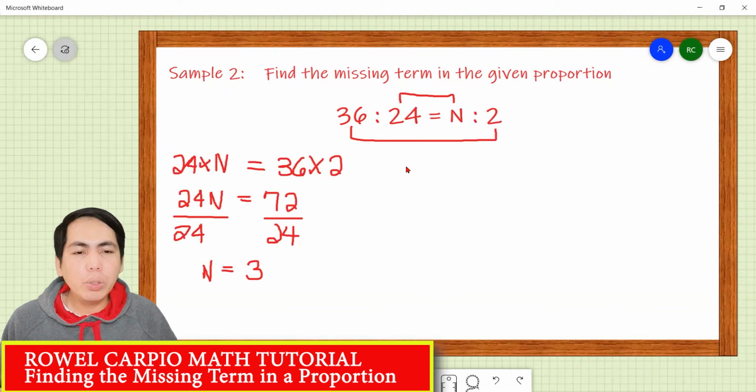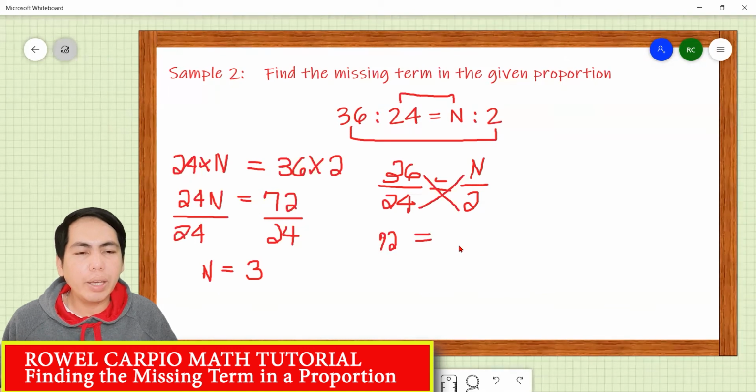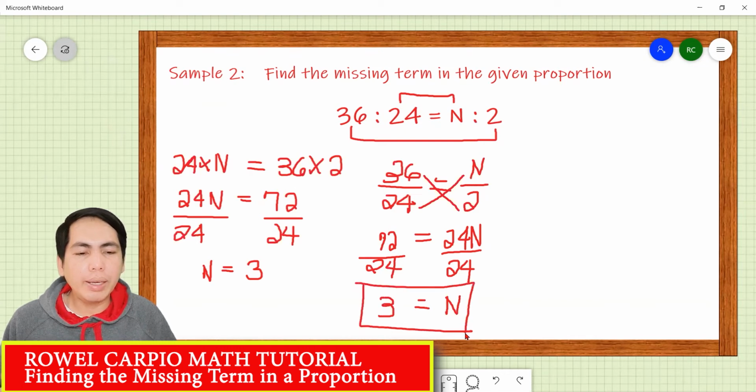If we are also using our fraction form, we have 36 over 24 equals n over 2. So 2 times 36 is 72, equals 24 times n, which gives us 24n. And to find the value of n, we have to divide both sides by 24. So 24 divided by 24 is 1n, or just simply n. 72 divided by 24 is 3. So therefore, the value of n is 3.